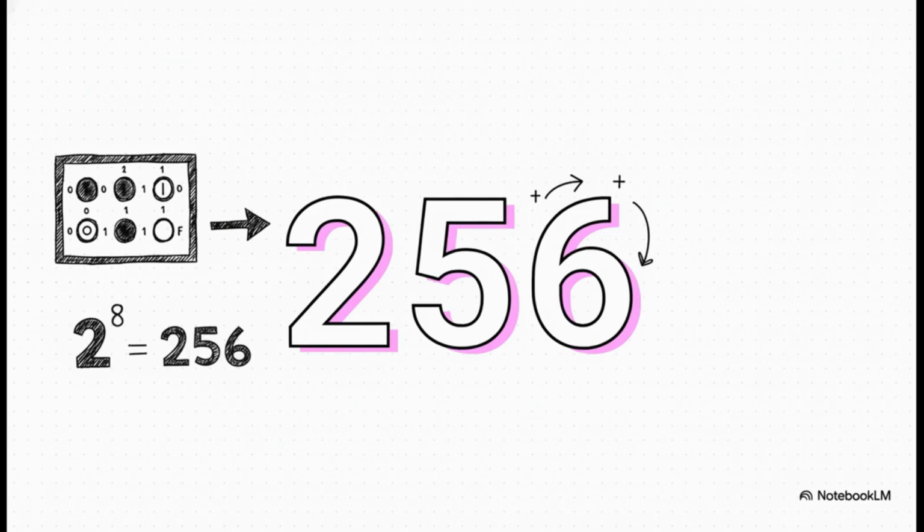We know a char container is 1 byte, which equals 8 bits. Think of each of those 8 bits as a tiny light switch that can only be flipped to 0 or 1. To figure out how many unique combinations of zeros and ones we can make, we calculate 2 to the power of 8. And 2 to the power of 8 equals exactly 256 total combinations.